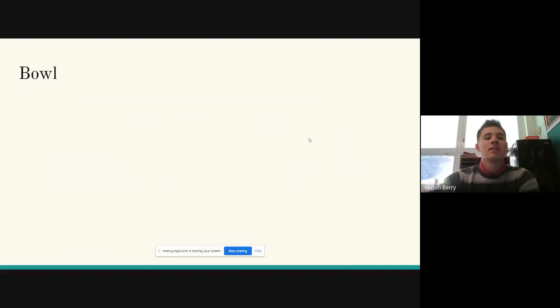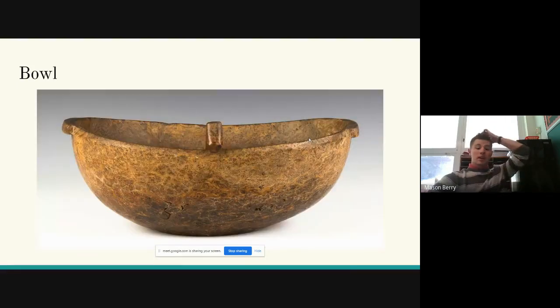The next thing is a bowl. Once again, I want to know what you think the Native Americans used it for. If you were an archaeologist, what would you say that the Native Americans used this for? Just like the basket, a bowl would have had very similar uses for Native Americans as it does today.